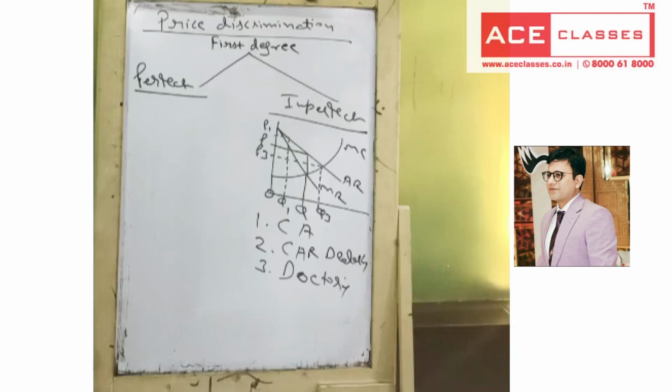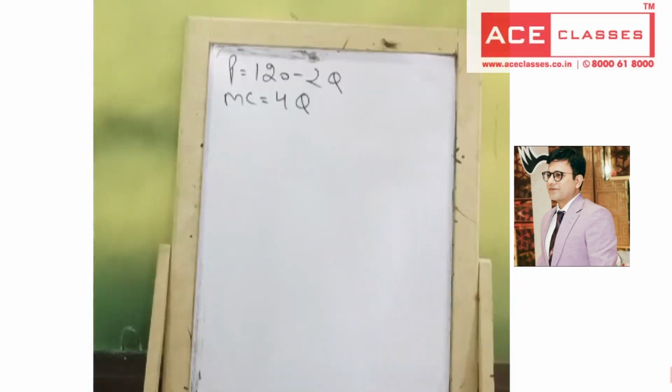But the catch is, when you are solving a first degree price discrimination numerical, you are supposed to use perfect first degree price discrimination, where the consumer is actually paying his or her reservation price to the monopolist. How shall we be doing it? We will see it shortly.